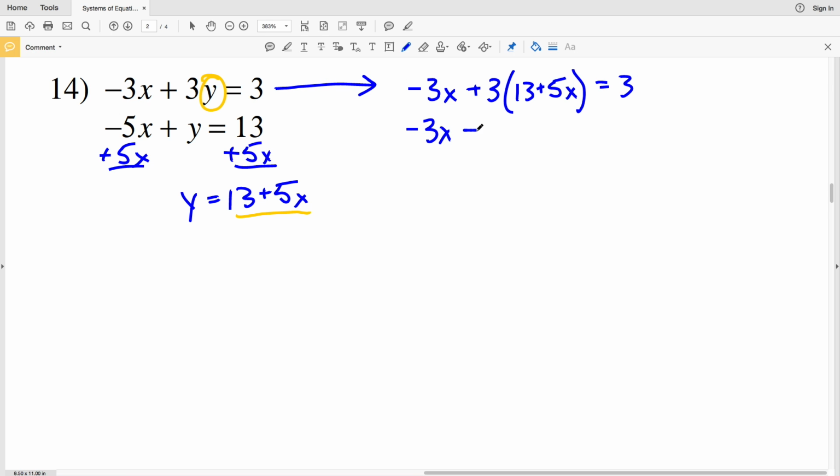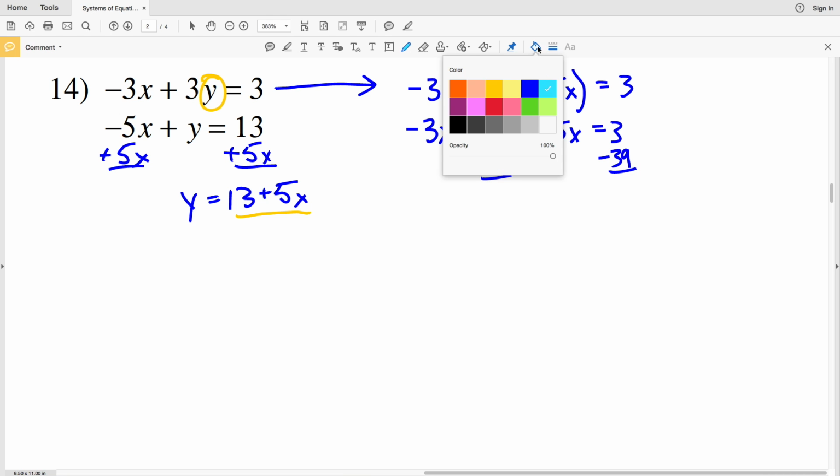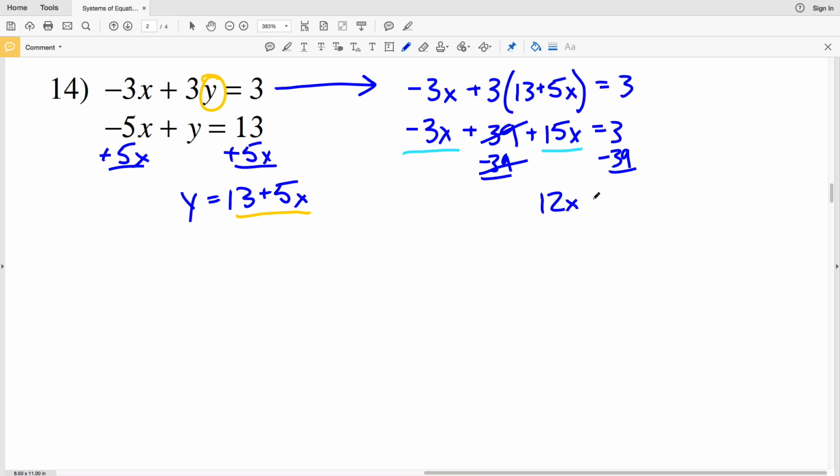So negative 3x plus 3 times 13 is plus 39, plus 3 times 5x, which is 15x, that's equal to 3. I'll subtract 39 from both sides, and then I'll combine negative 3x with 15x, so I'll have positive 12x equal to 3 minus 39, which is negative 36. And when I divide by 12, I'll get that x is equal to negative 3, since negative 36 divided by 12 is a negative 3.